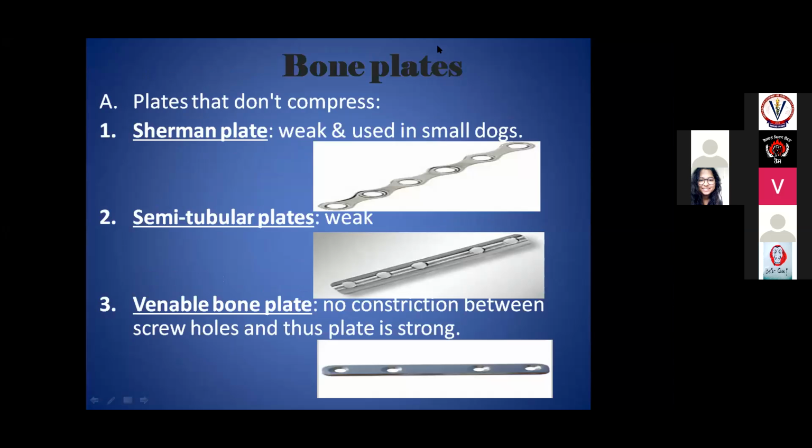So these are plates with round holes. Now all these plates are updated. We are using more advanced plates now because there are certain disadvantages in these plates. These are plates provided with round holes where you can fix the screw in only one direction. So that is the disadvantage of this plate. And we get semi-tubular plates, again with round holes, and venable plates where there is no constriction between the holes of the plate. So this will occupy more area on the bone, thereby causing reduction in blood supply.